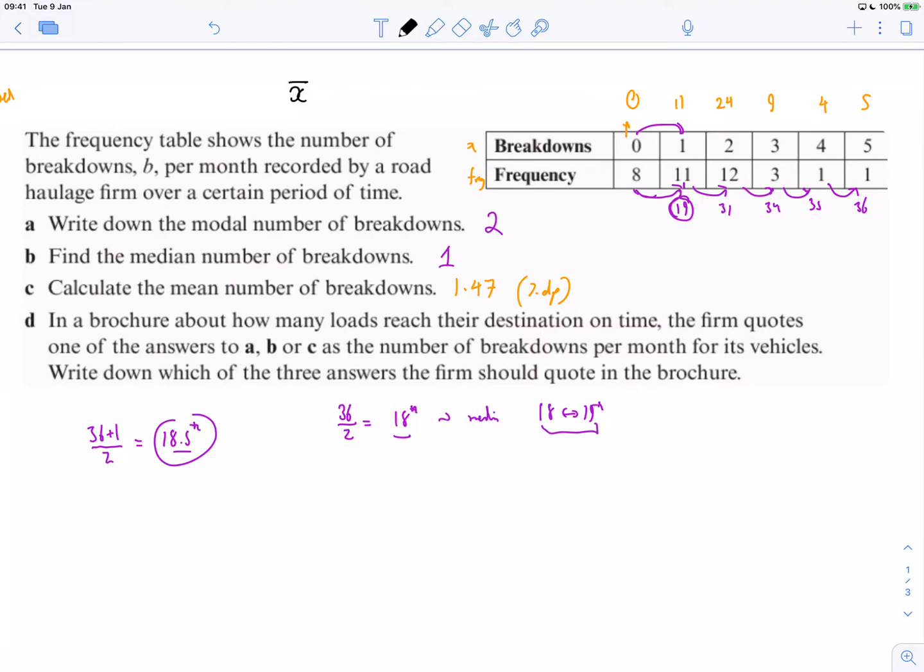Okay. In a brochure about how many loads reach their destination on time, the firm quotes one of the answers A, B, or C as the number of breakdowns per month for its vehicles. Write down which of the 3 answers the firm should quote in the brochure.